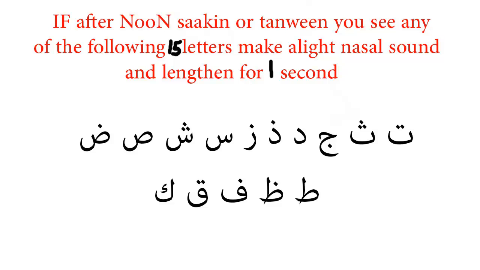If after Noon Sakin or Tanween you see ta, tha, jim, dal, dhal, za, sin, shin, sad, dad, ta, dha, fa, qaf, kaf, 15 letters, any of these 15 letters, you have to make a light nasal sound while hiding the N sound that's coming from the Noon Sakin or the Tanween.